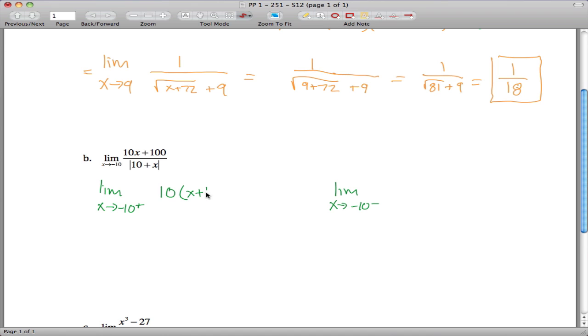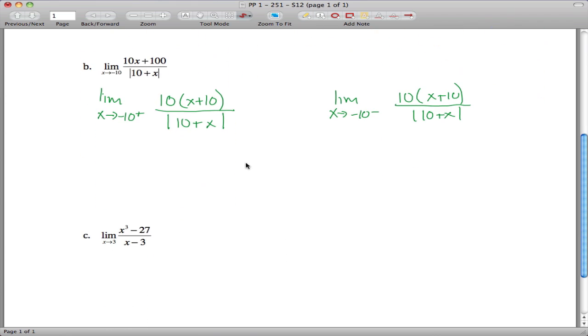Maybe I'll take care of this step right now. 10x plus 100, you can factor out a 10 and get 10 times x plus 10, over the absolute value of 10 plus x. And same idea over here, 10 times x plus 10 divided by the absolute value of 10 plus x. Okay, these look very similar. Maybe I shouldn't put an equal sign there. But they're actually quite different.